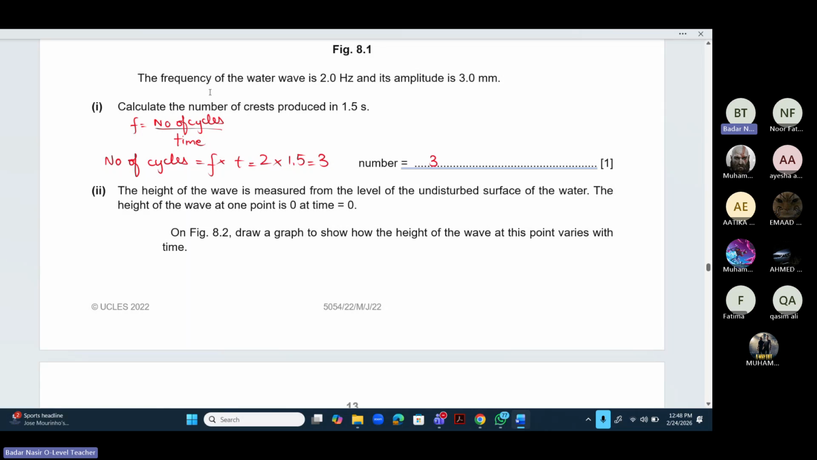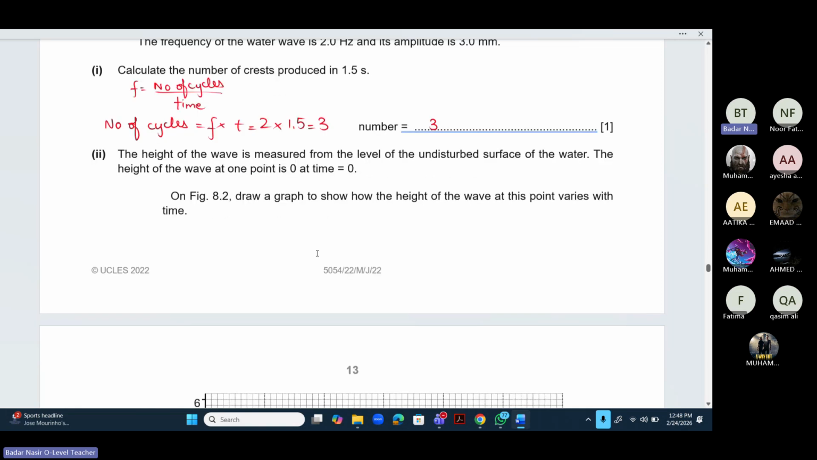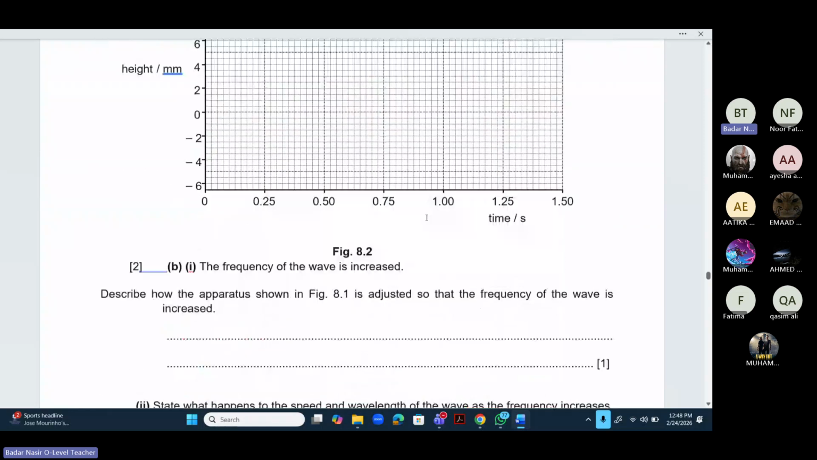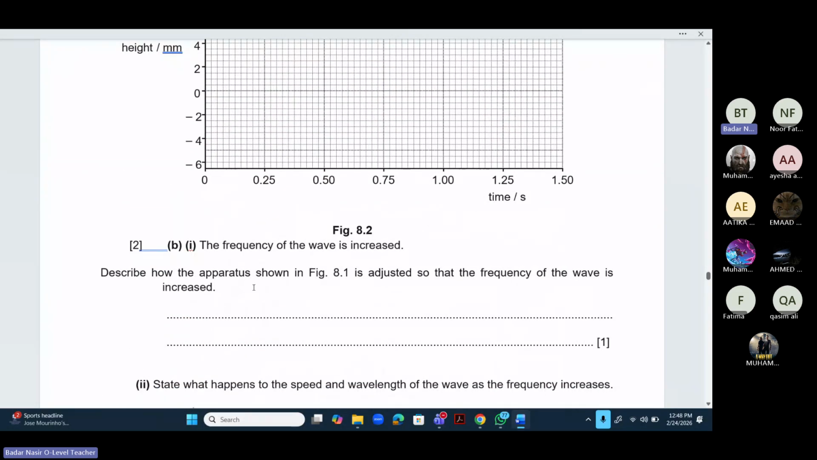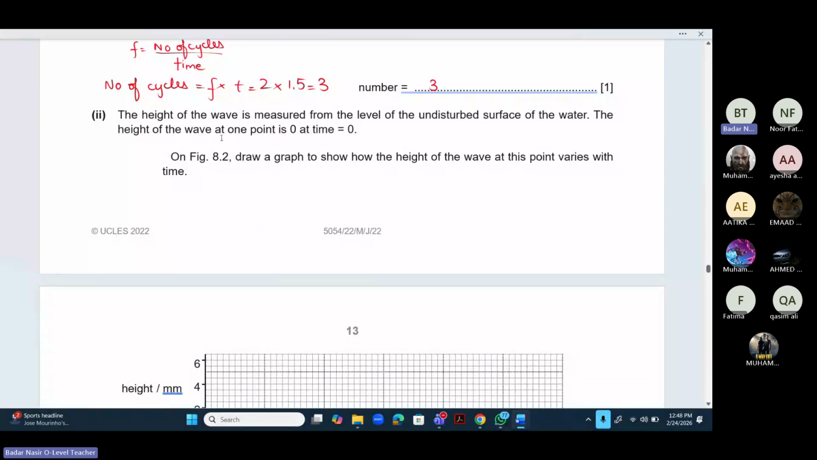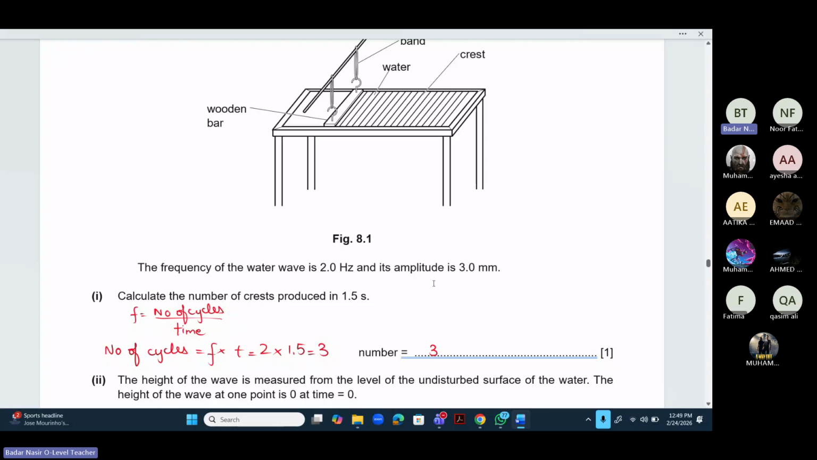Height of the wave is measured from the level of the undisturbed surface of the water. The height of the wave at one point is 0 at time t is equal to 0. On figure 8.2, draw a graph to show how the height of the wave at this point varies with time. Okay. So this is for 2 marks. और वो आपसे क्या एक्सपेक्ट कर रहे हैं कैलकुलेट करने को? वो कह रहे हैं हाइट ऑफ द वेव इज मेजर्ड फ्रॉम लेवल ऑफ द अनडिस्टर्ब्ड surface of the water. The height of the wave at one point is 0 at time 0. ठीक है? So और इसका एम्पलीट्यूड कितना है? That is 3 millimeters. Okay?